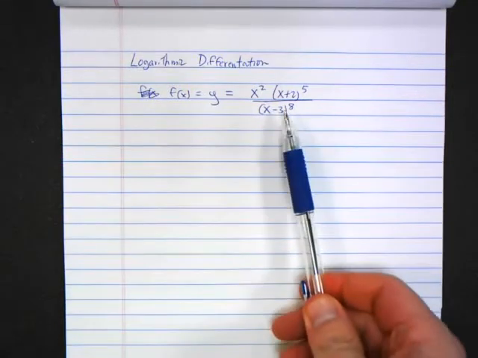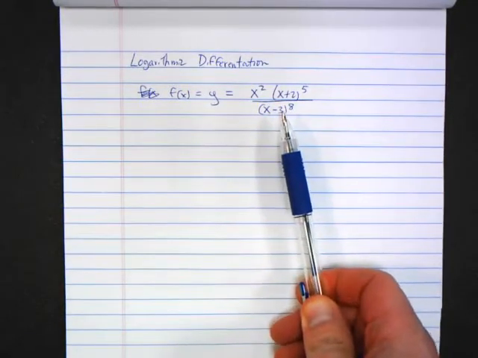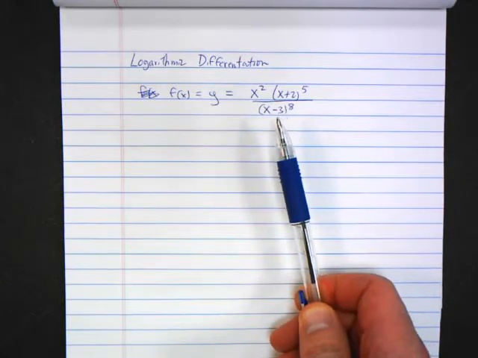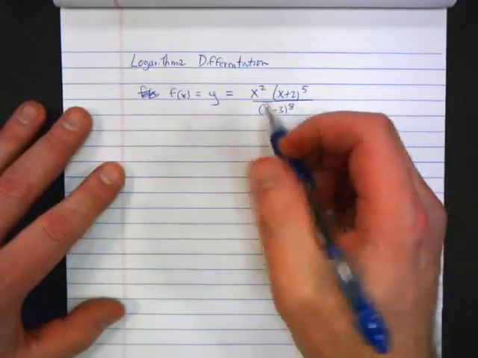How come you don't want to take the derivative of that just the way it is? Pain in the neck, isn't it? You've got to use the product rule, the quotient rule, the chain rule, like 5 times. Not a good time, is it? All right, so what we do is logarithmic differentiation.